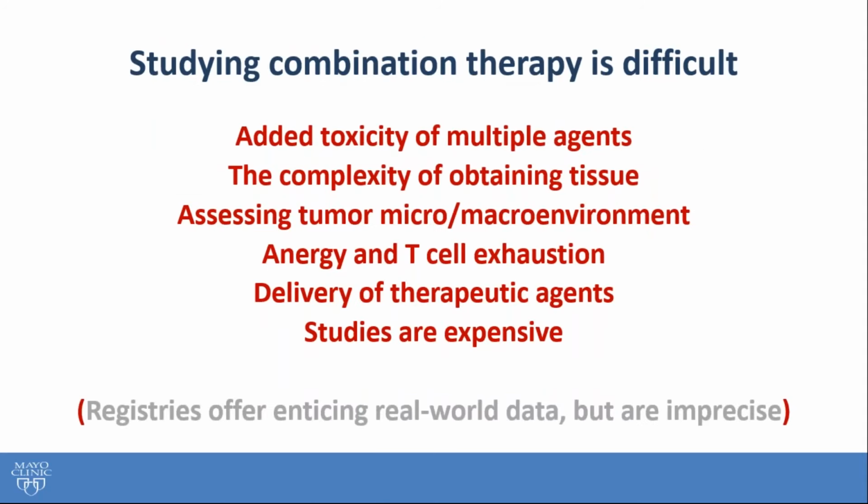So studying combination therapy is difficult. There are multiple agents now on board. That adds toxicity. There's the complexity of obtaining tissue. If you try to biopsy the immune microenvironment of the tumor, good luck without doing a saturation biopsy and essentially almost doing a percutaneous resection. It is so variable. Assessing this in its interplay with the micro and macro environment is difficult. Even if you think things are supposed to work, T cells get exhausted or there's anergy. How we deliver our therapeutic agents is very heterogeneous even amongst institutions, and these studies are extremely expensive.